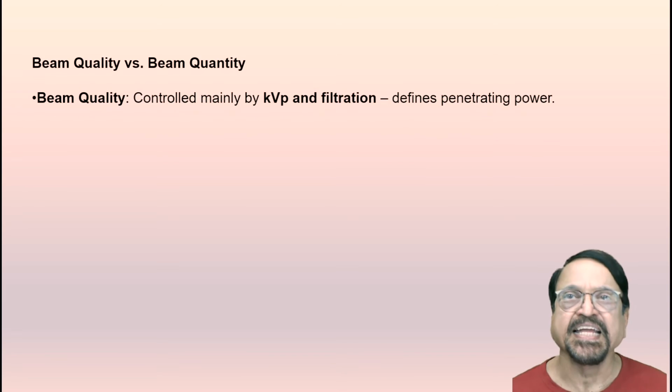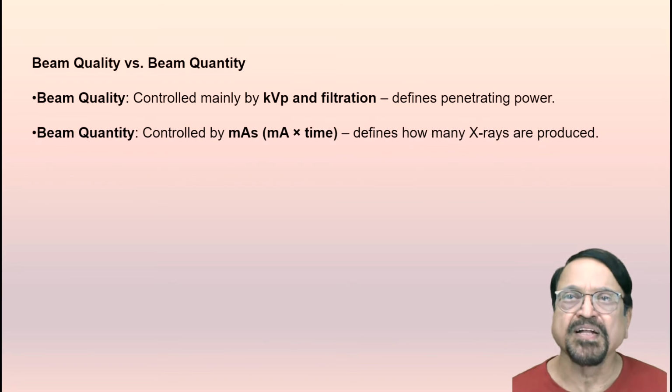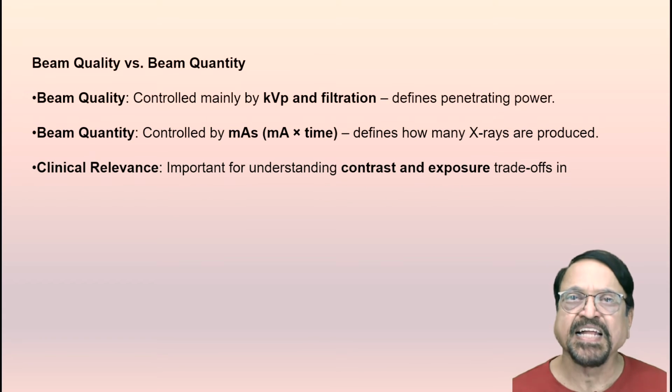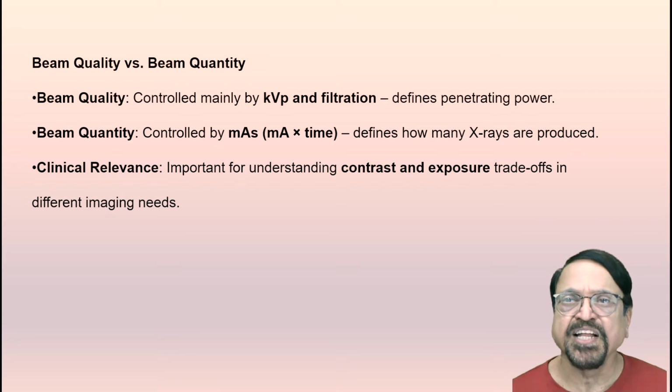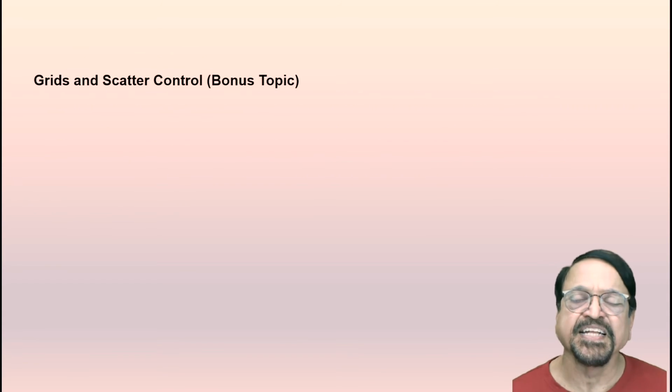Now, beam quality versus beam quantity. First, beam quality, controlled mainly by kVp and filtration, defines penetrating power. Beam quantity is controlled by mA and seconds, mAs. It defines how many X-rays are produced. Clinical relevance is in understanding the contrast and exposure trade-off for the different image needs.